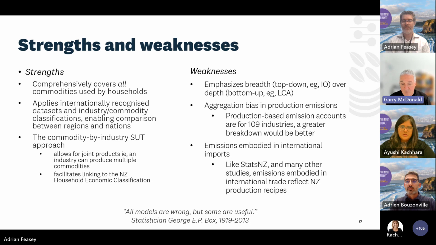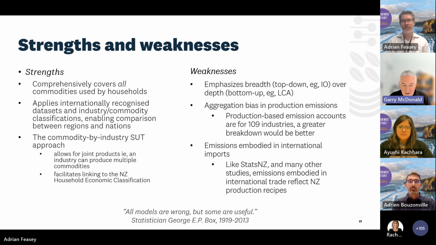And the reason why you get some over-accounting is because of what's called aggregation bias. That's because we've only got 109 industries' data that goes into the actual calculations. Obviously, in other countries, they often have up to 400 to 500 industries that they're using, and that reduces some of that aggregation bias. But that's a limitation of what Stats have with their production of input-output tables.